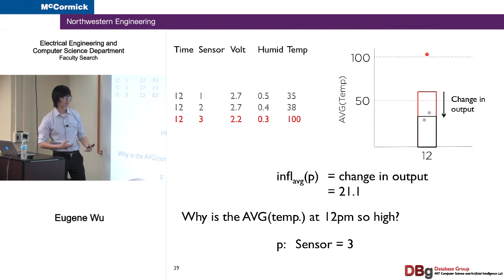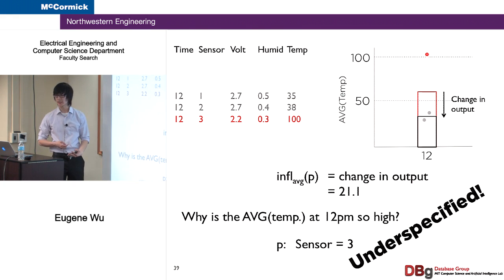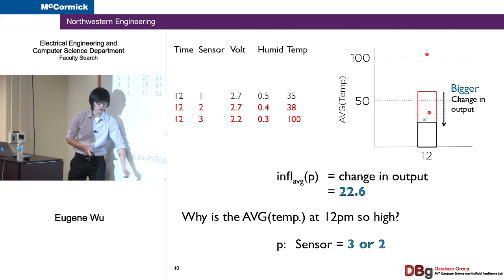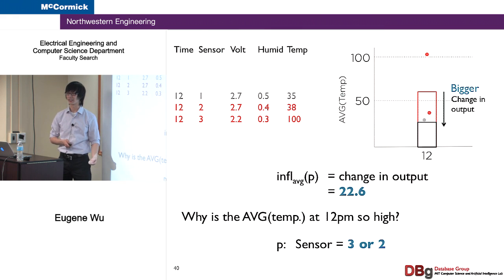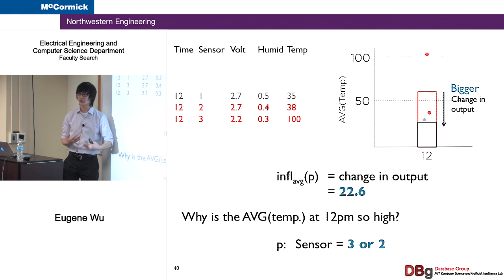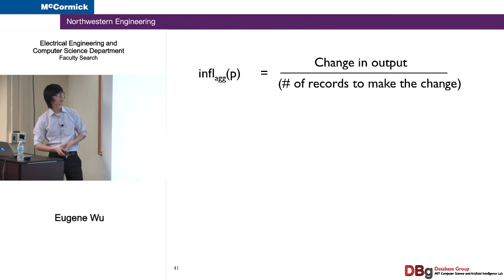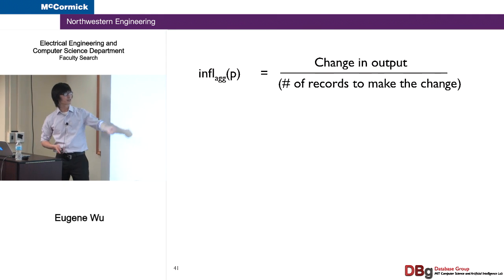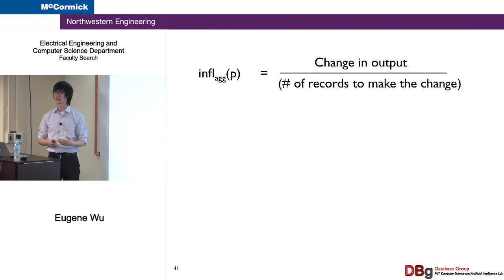And this, however, itself is not enough because it's underspecified as a scoring function. Because if we consider just sensor equals 3 or 2, then that causes a slightly larger change in the output value. However, we intuitively prefer the previous one because it's a little simpler, right, in terms of the number of records it requires. And so to take into account this problem, we add a regularization term, which divides by the number of records necessary to make this change.